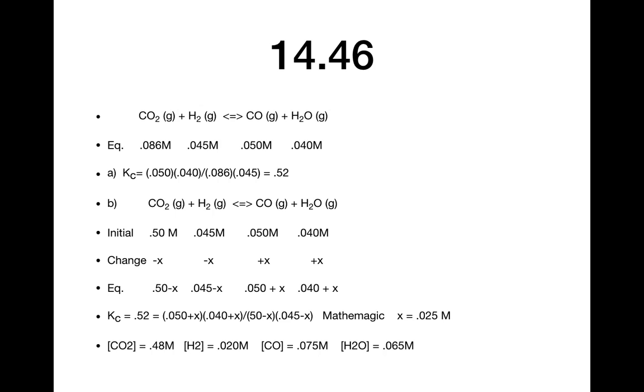I'm going to skip that math because it's not a math class, and AP would never make you do this problem with this much math in it. They would give you some kind of shortcut like square rooting both sides or using the 5% rule. So just consider it to be okay to say that the value for X based on this algebra is 0.025 molar. So since that's true, we can now determine the molarities of CO2, H2, CO, and water at equilibrium by plugging them into 0.50 minus X, 0.045 minus X, 0.050 plus X, and 0.040 plus X.